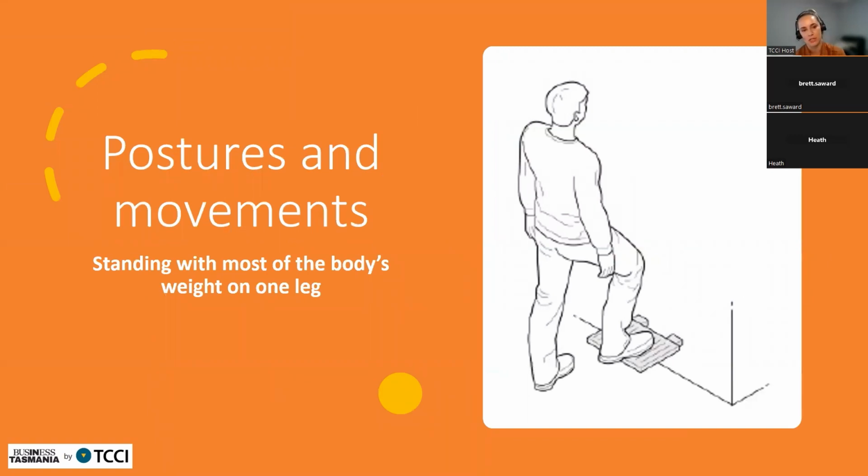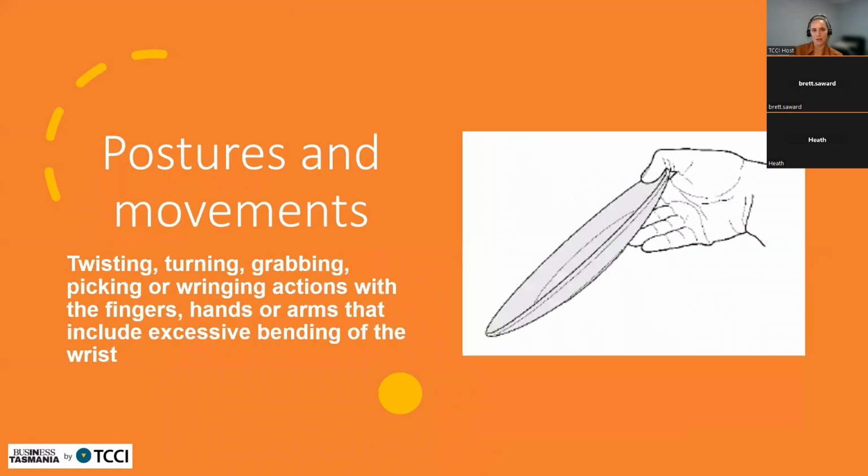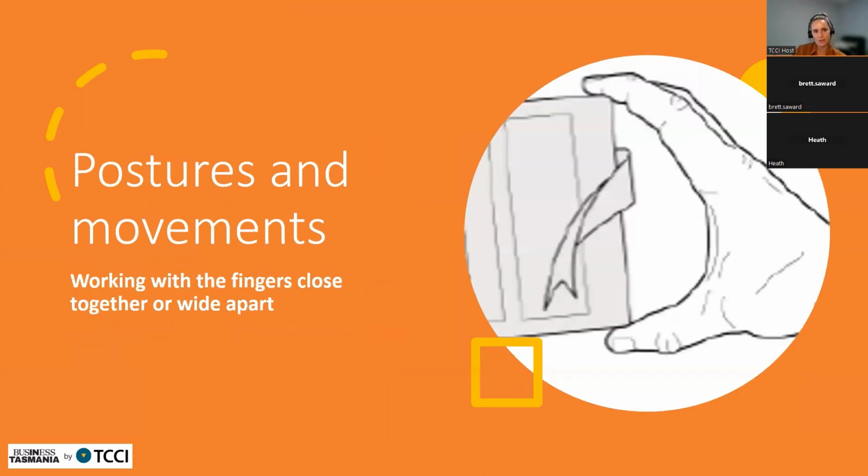Standing with most of the body's weight on one leg. So you're not distributing your weight in a good position or posture for your body if we're doing that. Twisting, turning, grabbing, picking or wringing actions with the fingers, hands or arms that include excessive bending of the wrist. Example here is somebody holding a plate. You've also got working with fingers close together or wide apart.